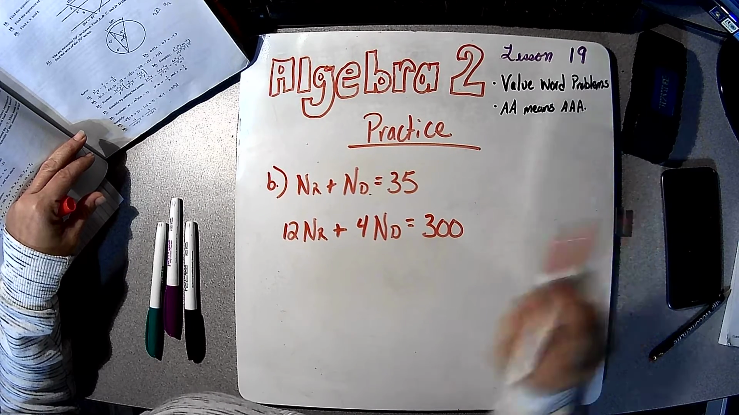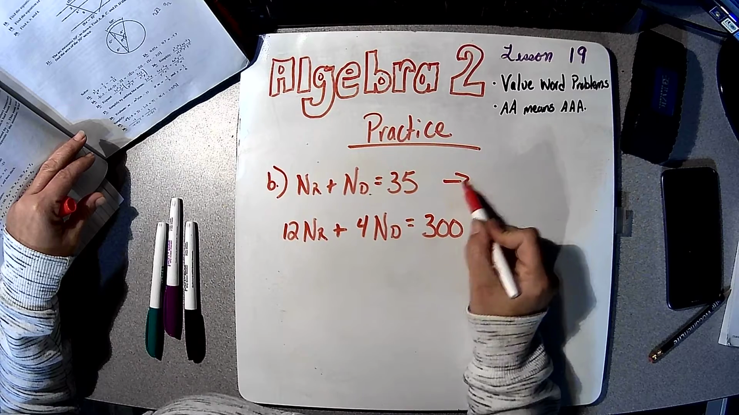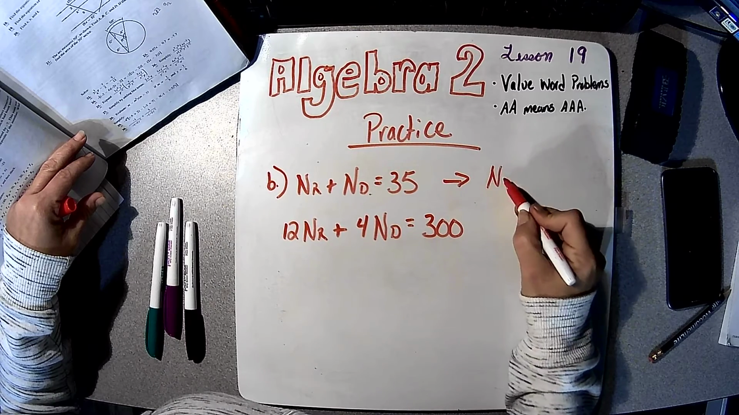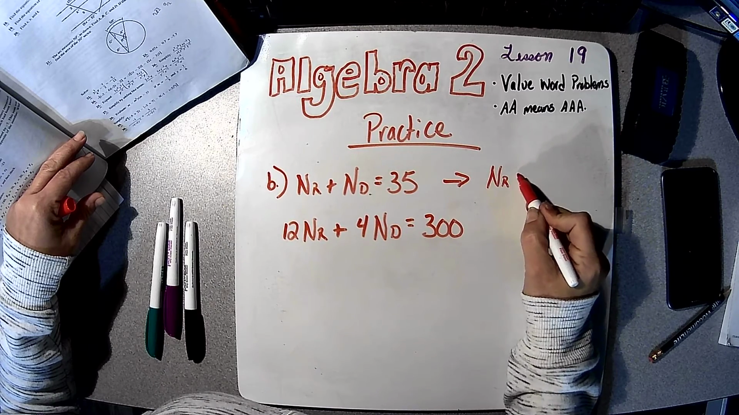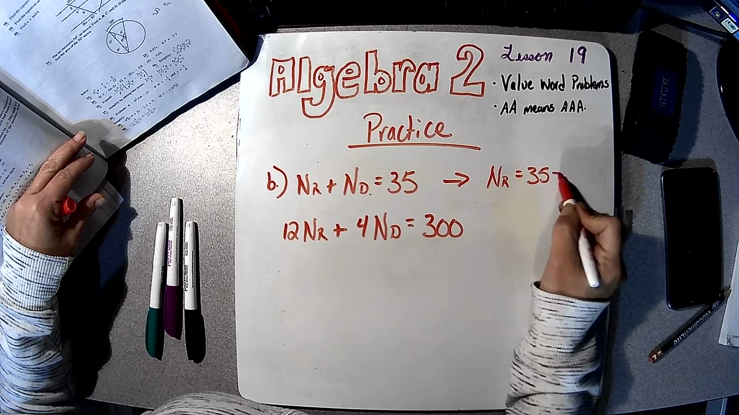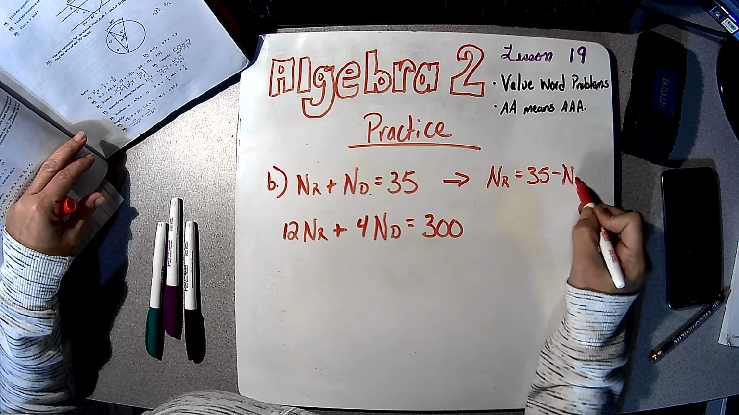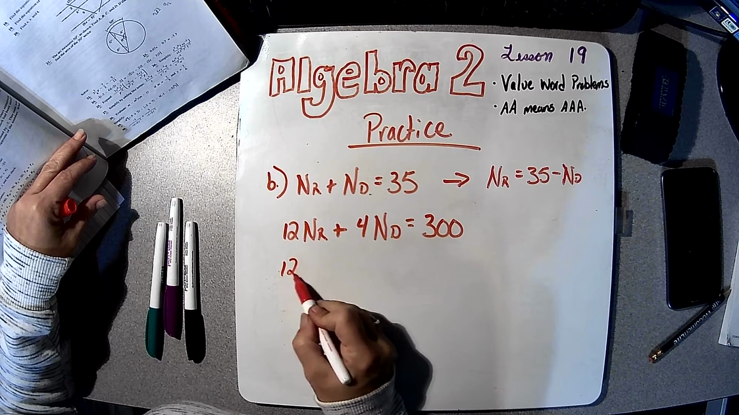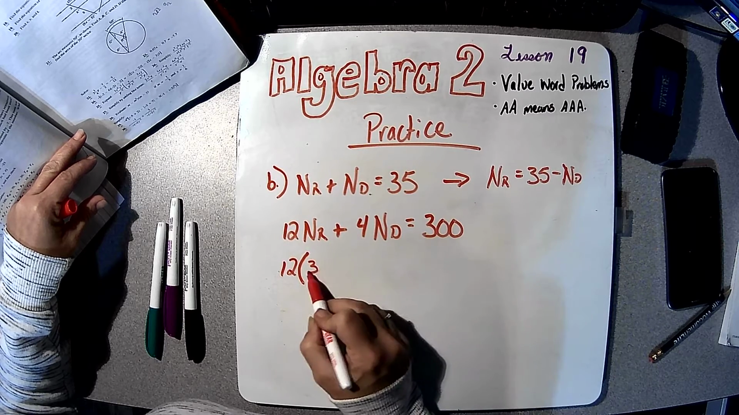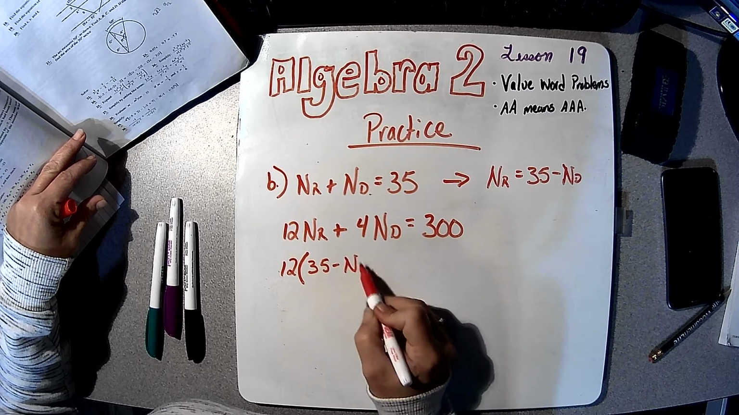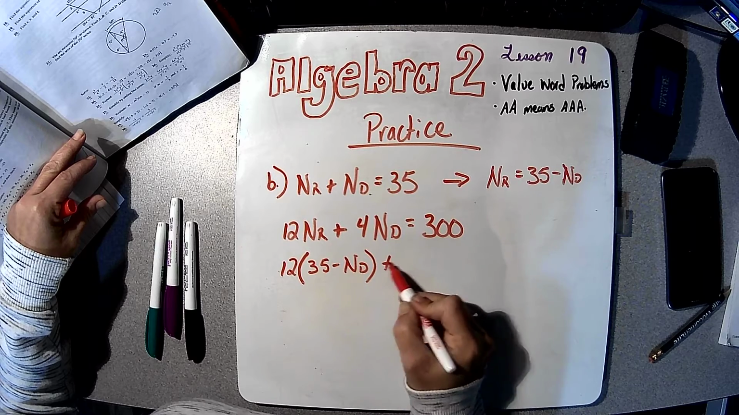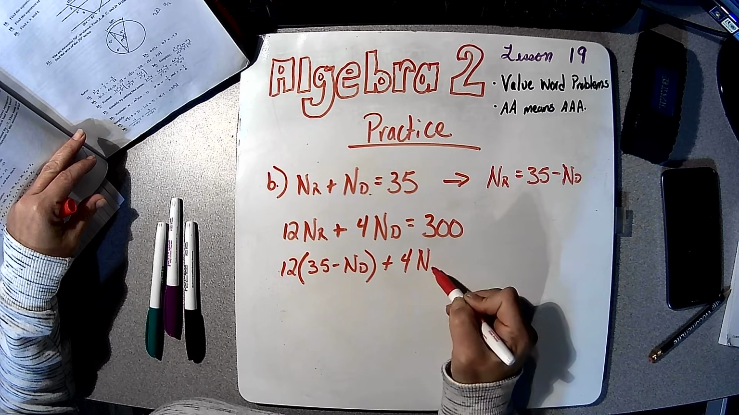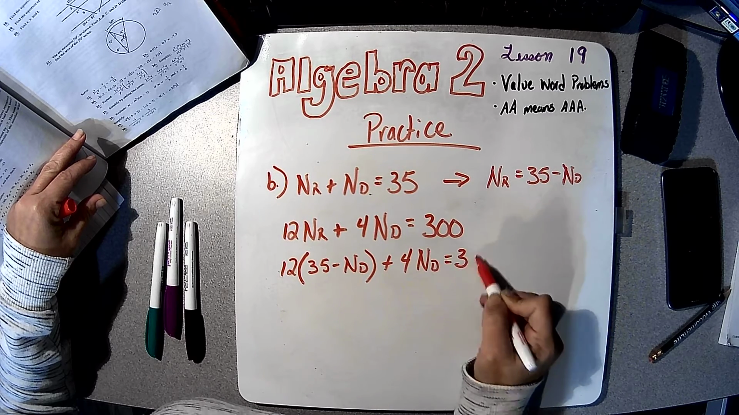All right. So now I just have to rearrange this problem and say the number of roses equals 35 minus the number of daffodils, and then I'm just going to plug that value in. So 12 times 35 minus the number of daffodils plus 4 times the number of daffodils equals 300.